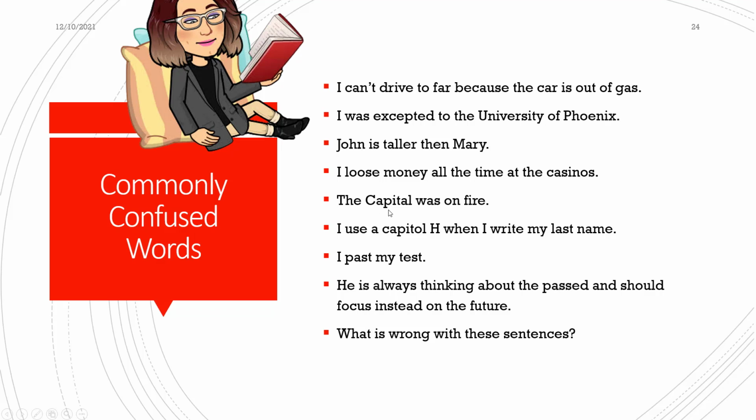So here the capital is, and then this person made the opposite mistake. This should be capital A, and this should be O-L, this should be A-L. Okay? So when you want to write about a letter, then you use A-L, and if you're talking about the capital as in Washington, D.C., it's O-L. "I past my test." Oh, you mean P-A-S-S-E-D, passed my test. "He's always thinking about the passed." Oh, you mean P-A-S-T, as in future, past, and right now.